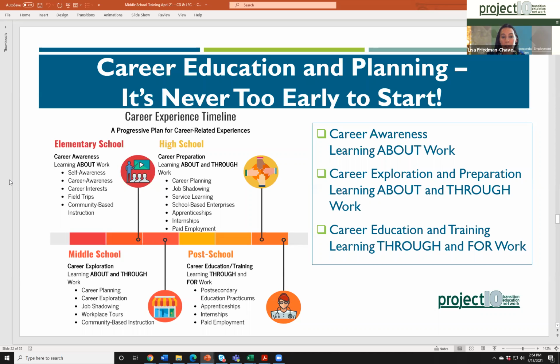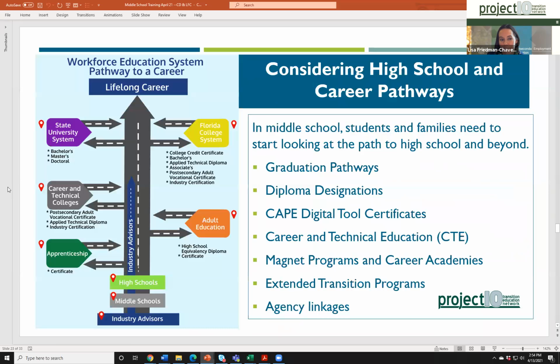So hopefully you can see, with school-based enterprises, we actually have a training on it. We also have a guide that has lesson plans in it. So much cool stuff that we can be working with our students on in high school, and Project 10 is more than happy to assist with those. And then post-school, once they exit, there are so many different opportunities. The upcoming slide is going to give you a little bit more of a graphic regarding those opportunities.